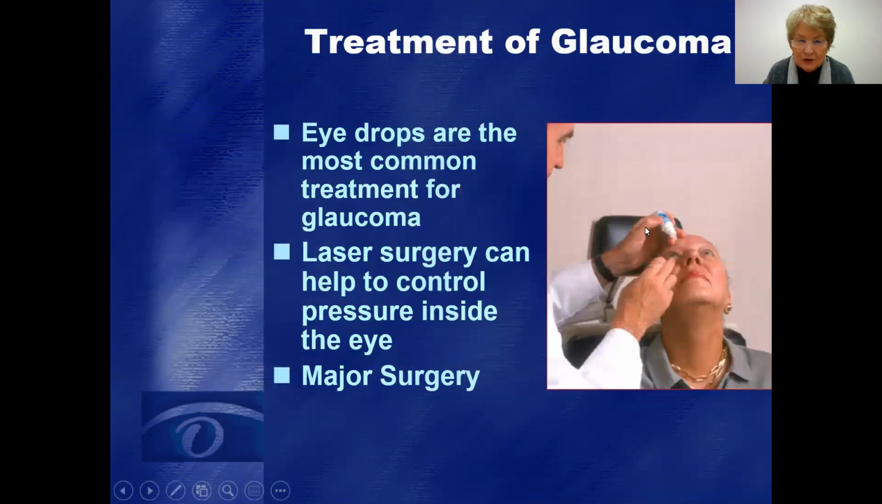So how do we treat glaucoma? Well, the most common thing we do is treat glaucoma with eye drops. And we're so lucky because we have so many drops now that some of them can just be used at bedtime, to monitor how the pressure is in the eye. And if it's not working so well, we could always go on to laser surgery.